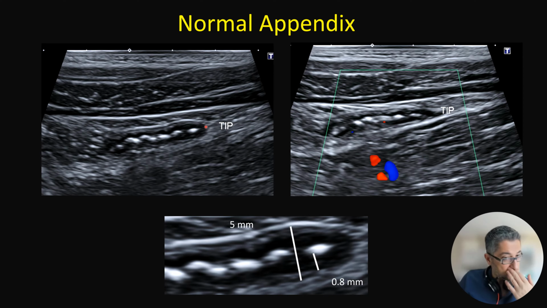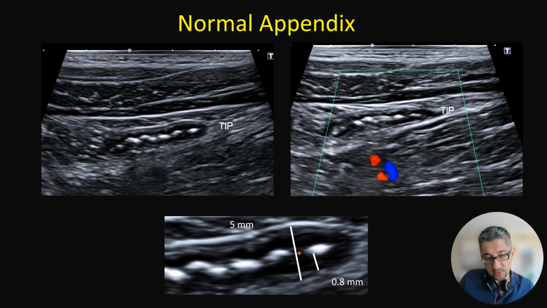Another example of a normal appendix, here is the appendix. There is no content, but maybe some gas in the appendix. There's where the cecum is located, blind ending tip, and this is the measurement.